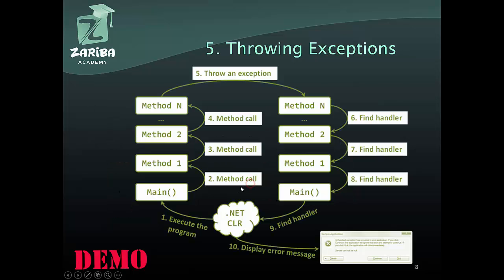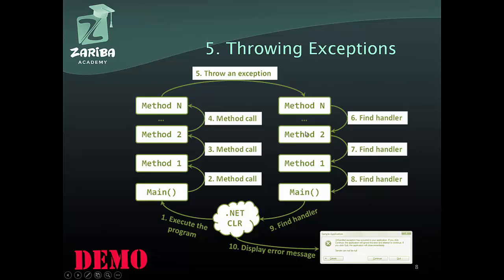Okay, so let's see how that is done. The .NET CLR is what executes your programs in C# and other languages as well under Visual Studio. So we go to the main. We have method 1, which calls method 2, which calls method n, whatever. Then we get an exception. Someone throws it, or we get it somewhere. Then we go back through the stack and try to find some method that handles it.